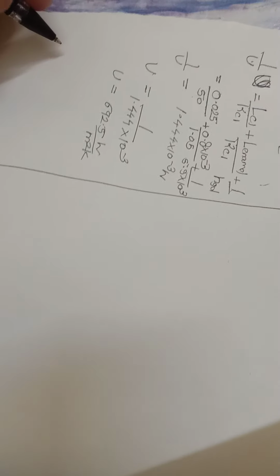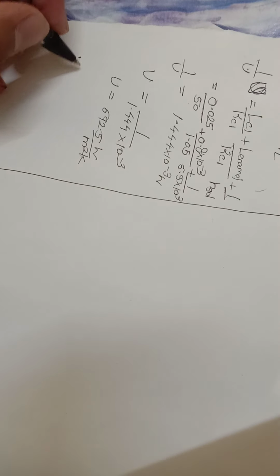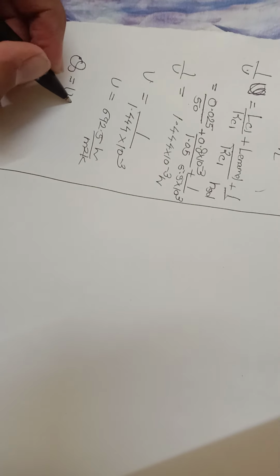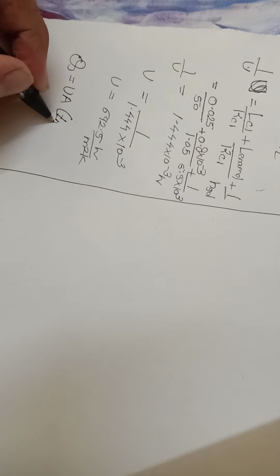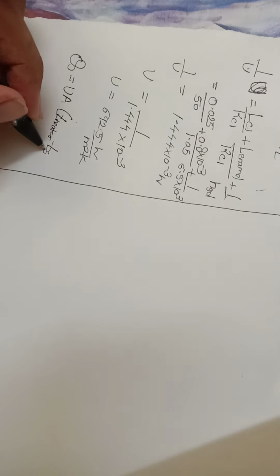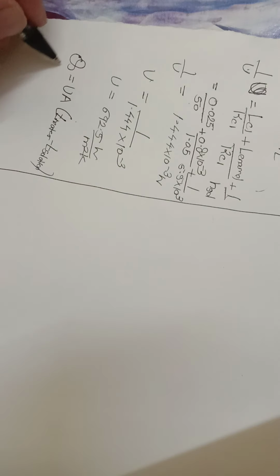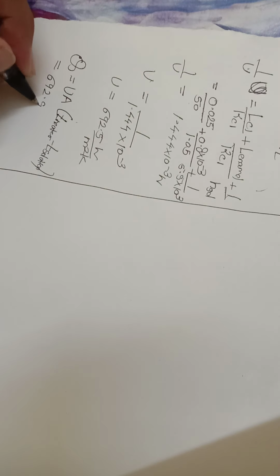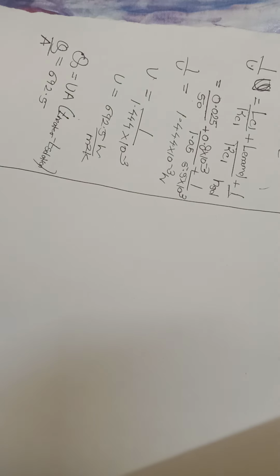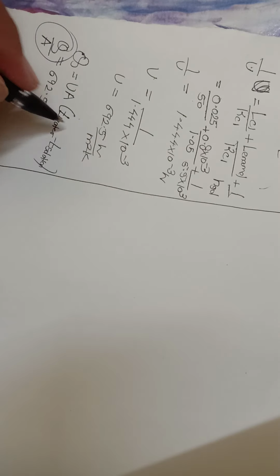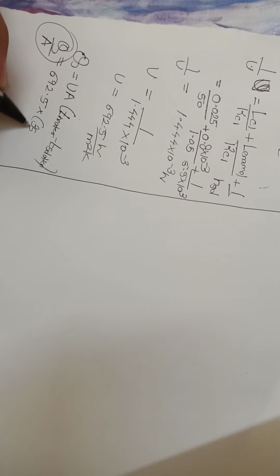The other thing we have to find is the rate of heat transfer per unit area. So what is the rate of heat transfer? Q is equal to U A delta T. What is delta T? T of heater minus T of solution. Now U is 692.5. Area is not given, so we take per unit area, Q by A. T of heater is 350, and T of solution is 95.